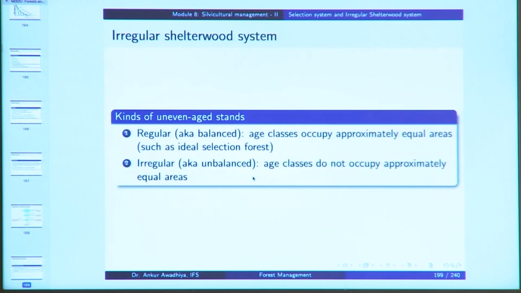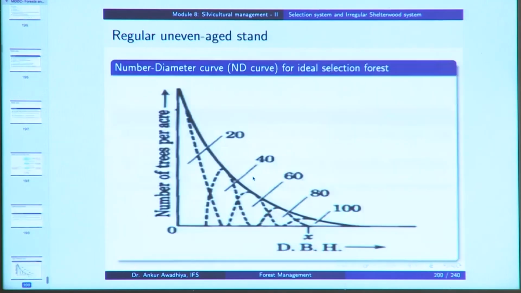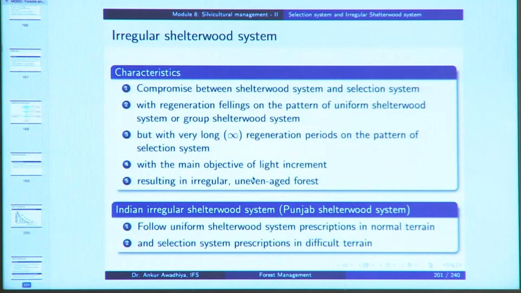Next, we looked at irregular shelter wood system, in which case an irregular stand is a stand where the age classes do not occupy approximately equal areas, and if you have such a forest and if you want to maintain the irregular characteristic, then you can go for an irregular shelter wood system. The simplest of which is the Indian irregular shelter wood system, in which case you follow the prescriptions of a uniform shelter wood system in a normal terrain and the prescriptions of a selection system in a difficult terrain. So, you are maintaining your trees according to both shelter wood system and the selection system, and so the forest is retained as an irregular stand.